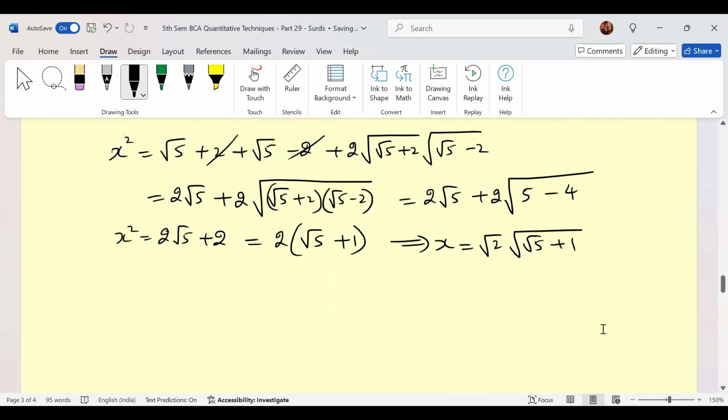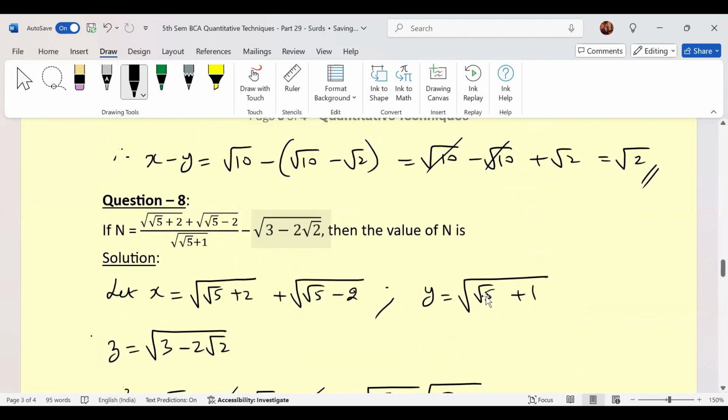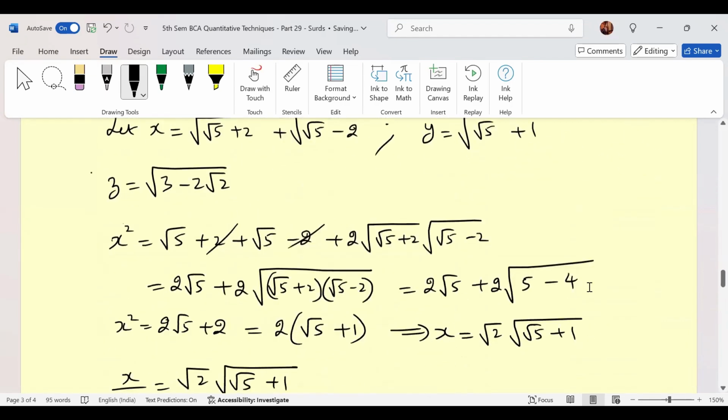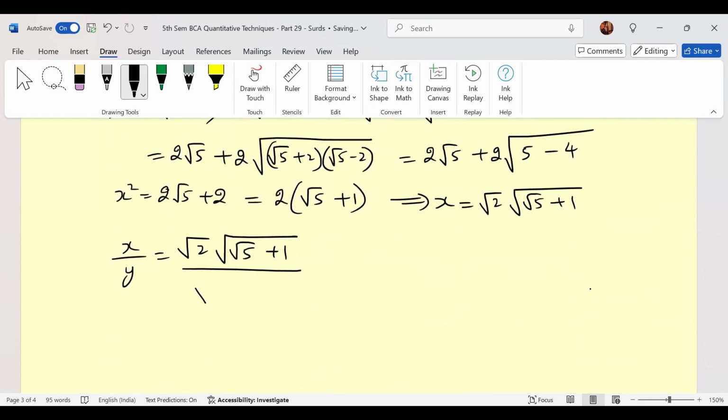Now let us calculate x by y. X we know it is root 2 times root of root 5 plus 1 divided by y, which is what? Y we considered as root of root 5 plus 1. Now this and this gets cancelled. Ultimately you get only root 2. That is your x by y.